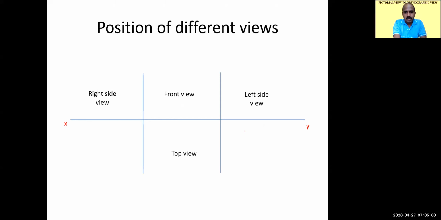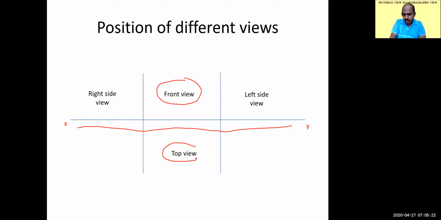Initially you draw an xy line. You already know, you will first draw the xy line. Then we assume that the object is placed in the first quadrant. So we draw the front view above the xy line, and then the top view below that xy line.